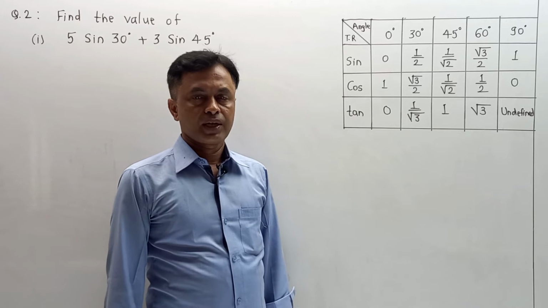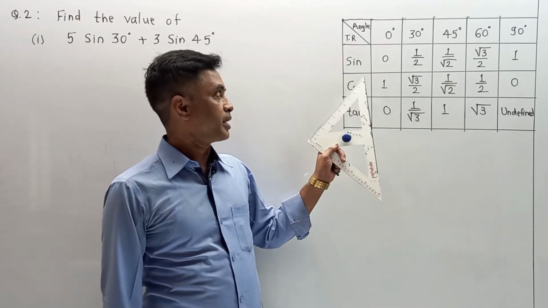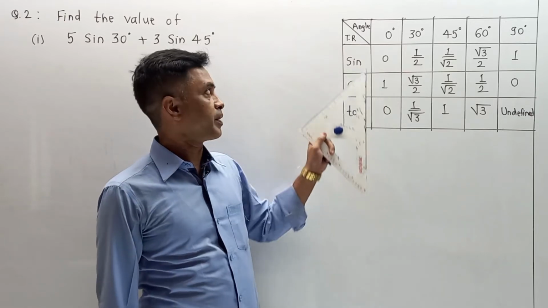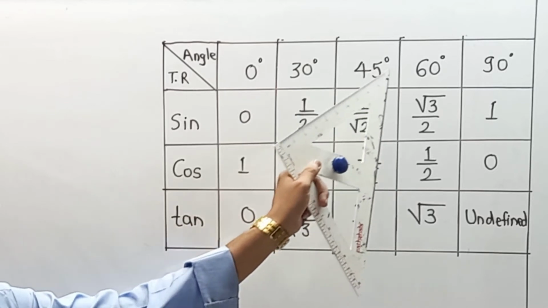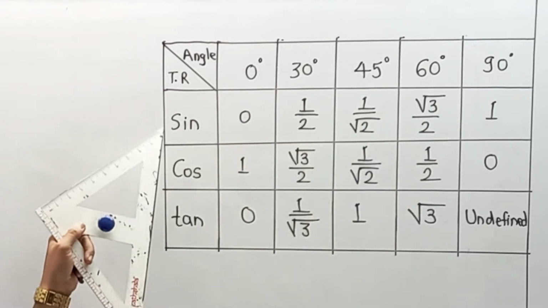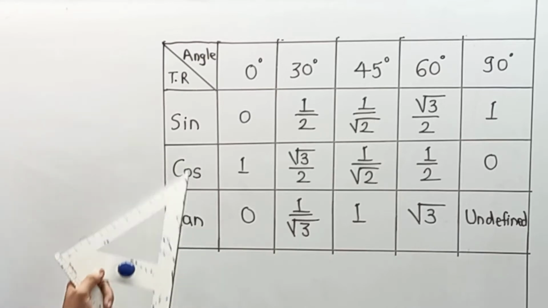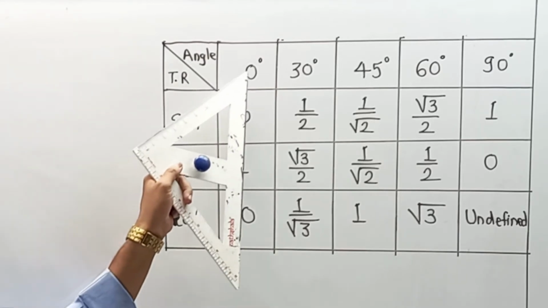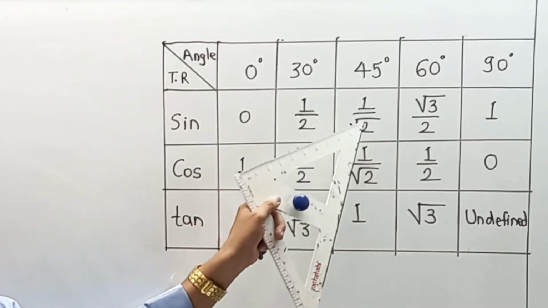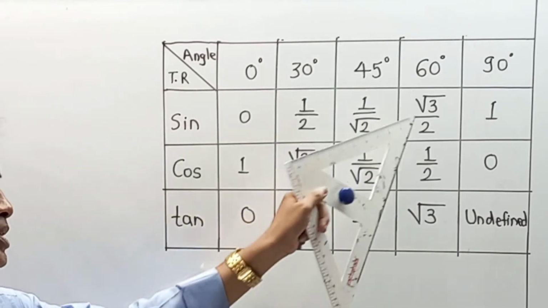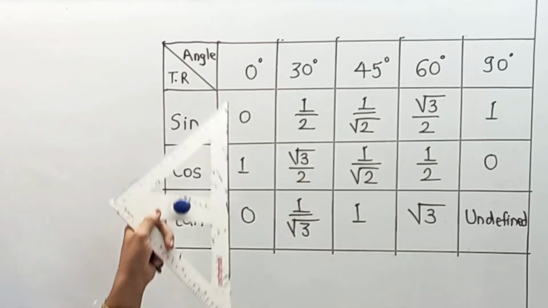Okay students, in the last lecture we already understood this concept of the table and how to remember it one by one. First of all, the angles are 0, 30 degree, 45 degree, 60 degree and 90 degree, and the trigonometric ratios are sine, cos and tan. According to that, sine 0 is 0, sine 30 is 1 upon 2, sine 45 is 1 upon root 2, sine 60 is root 3 by 2 and sine 90 is 1.